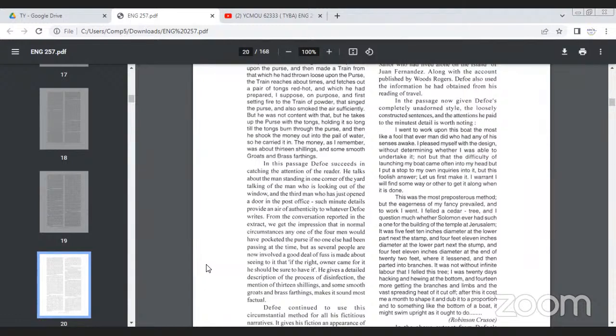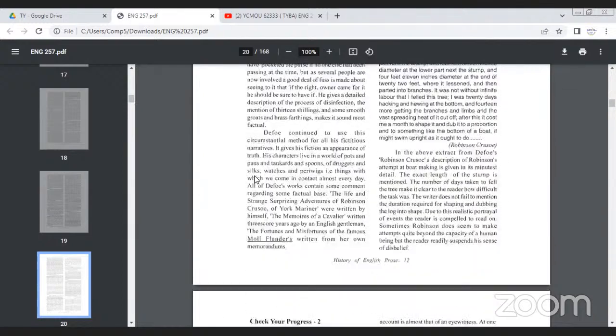He gives a detailed description of the process of disinfection. The mention of the 13 shillings and some smooth groats and brass farthings makes it sound most factual. Defoe continued to use this circumstantial method for all his fictitious narratives. It gives this fiction an appearance of truth.